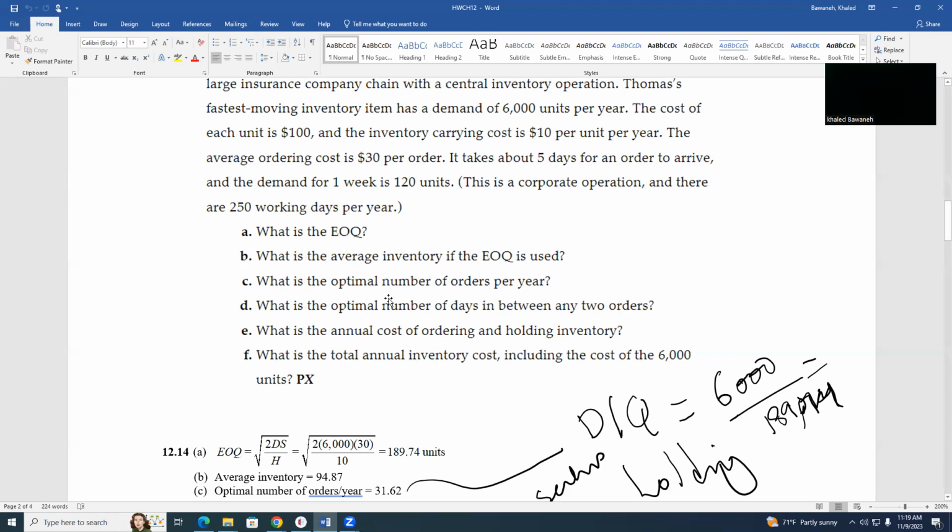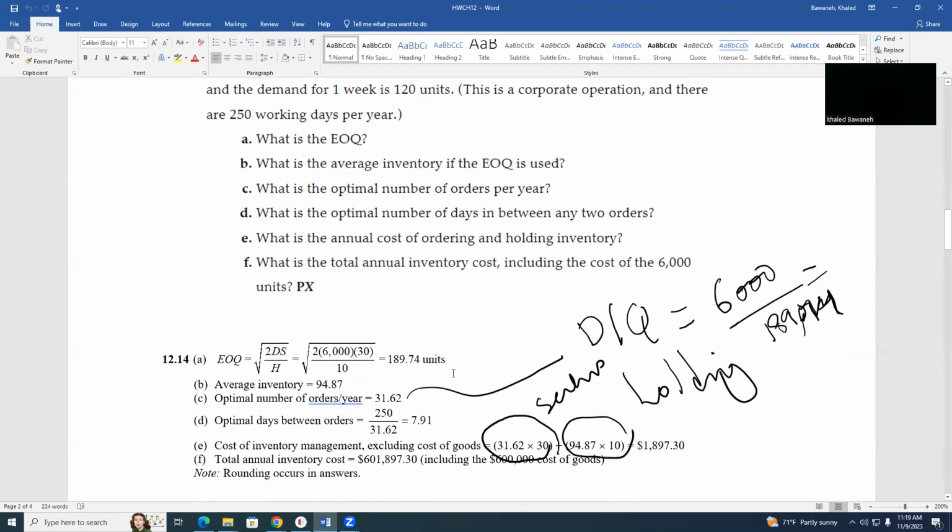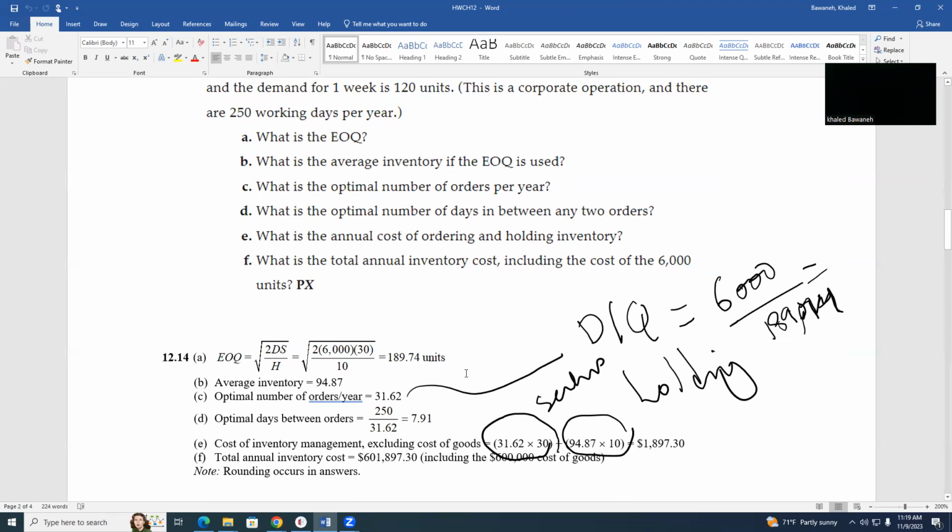We're in the standard, but if we were in the lab, it would be 95, because 189. In my lab, it'll even tell you to round it up or round it. So in my lab, you round the average inventory to 95.